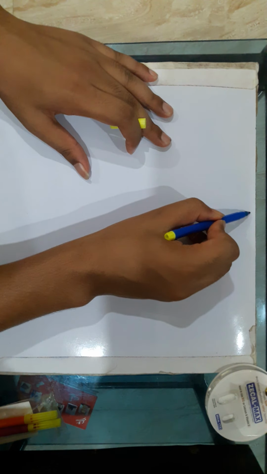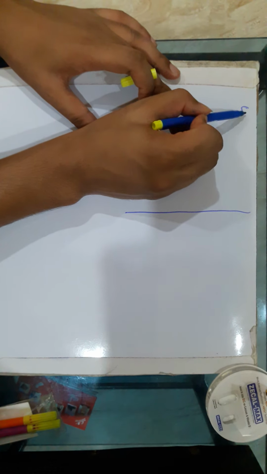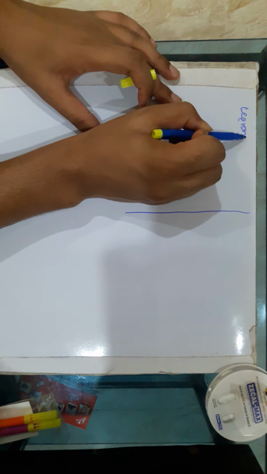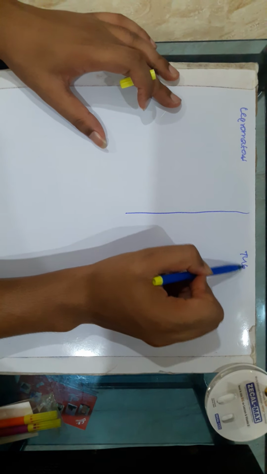So we were discussing leprosy, comparatively discussing the tuberculoid and lepromatous types. So let's continue. Here's the table: lepromatous and tuberculoid.